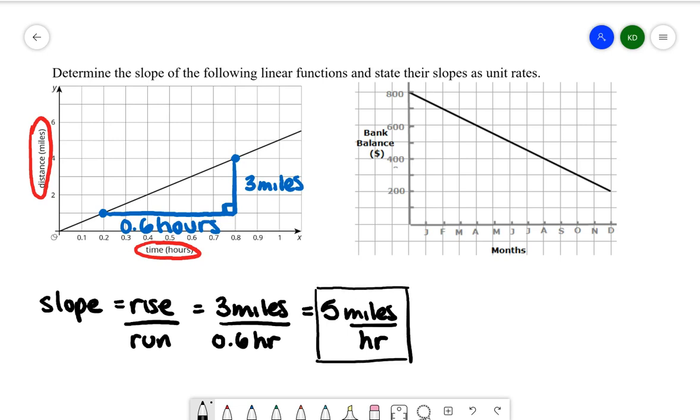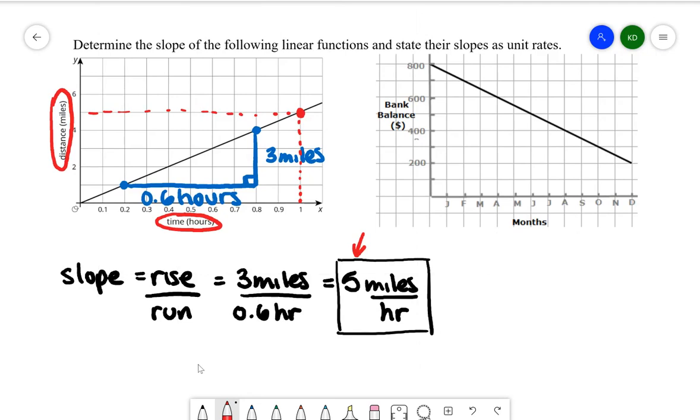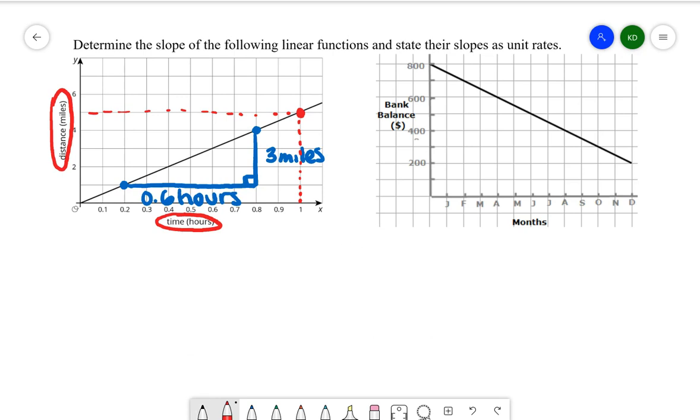I can also see this unit rate on the graph. If I look at this point here, what it's saying is that after 1 hour, I will travel 5 miles. And that just kind of makes sense with the answer that we have found here. I want to show this example as well using the other formula, just to show you how you could use either one when it comes to a graph. So let's start this question over.